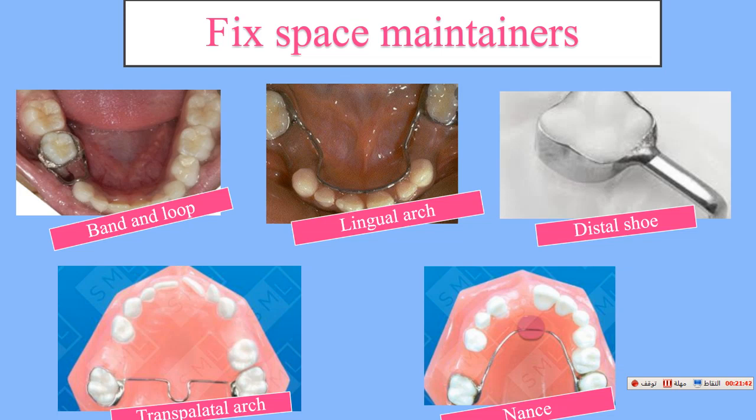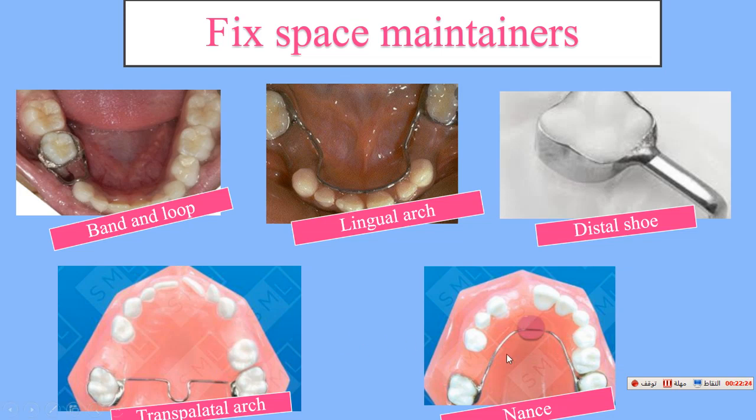Another type of the fixed space maintainer is the Nance. As seen in this picture, the Nance space maintainer goes from one 6 to the 6 on the other side, from the first molar to the anterior teeth, and is fixed by acrylic. This design is only for the upper, for bilateral premature loss of deciduous teeth, most commonly bilateral, while the transpalatal arch is for unilateral.